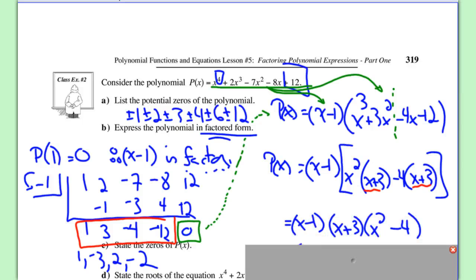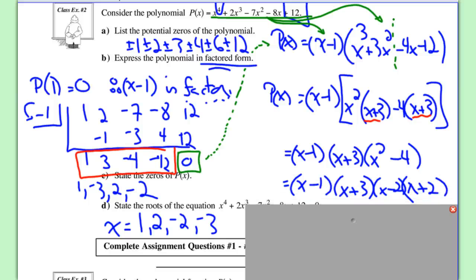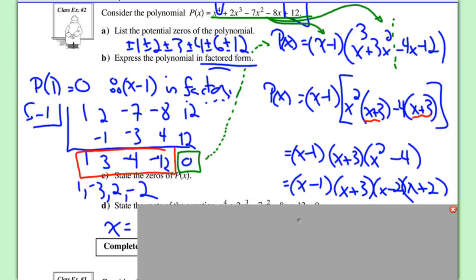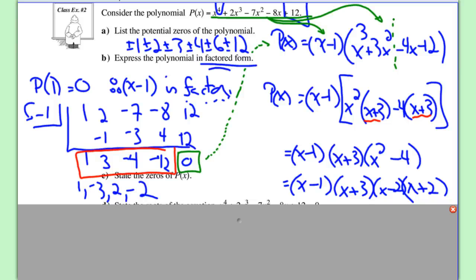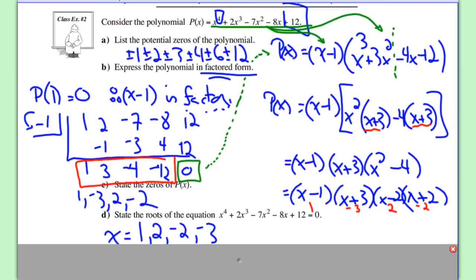So now I get 3 factors: x minus 1, x plus 3, and x squared minus 4, and I can factor that by doing a difference of squares. So there's my completed factored form in part B. What are my zeros? My zeros for that question are obviously 1, minus 3, 2, and minus 2. State the zeros for that question: 1, 2, minus 2, and minus 3, because obviously they're the same, right? So that's using the factor theorem to completely factor a degree 4 polynomial, okay?